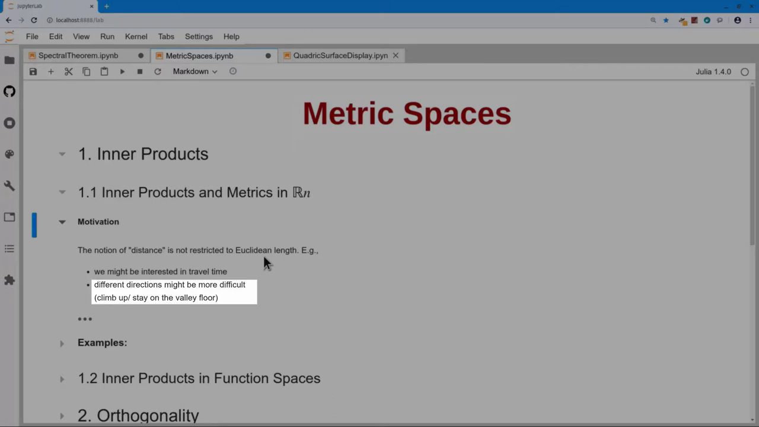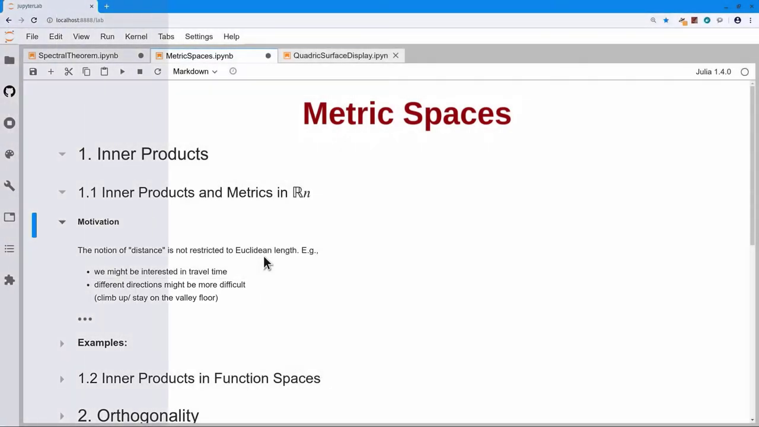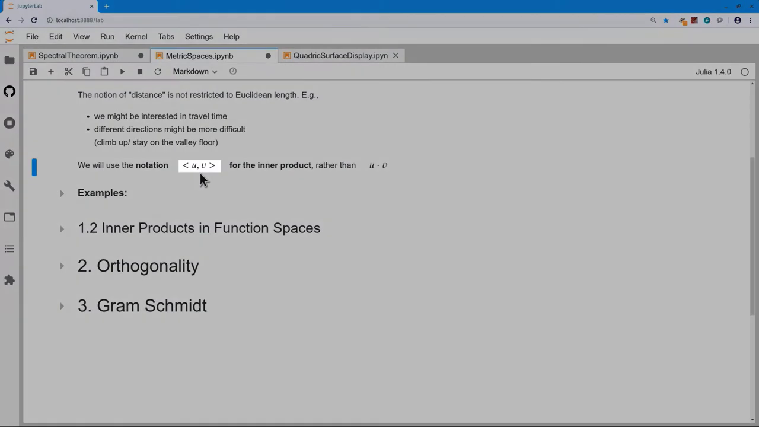Suppose we're on a hike, we're walking in the valley, and on either side of us is a big climb. So if we deviate from our straight line toward the side, we're going to have a much harder time of it, and so we'd like to measure that as well. The notation I will use is the generic notation for inner products, that open bracket u, v close bracket notation, rather than u dot v. But whenever you see this notation, just think u dot v.